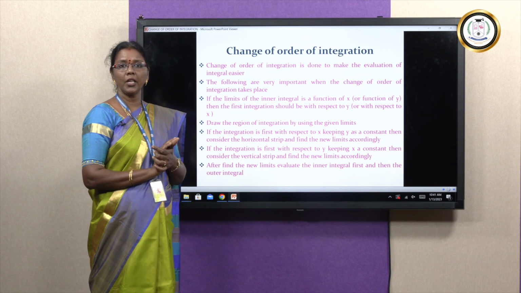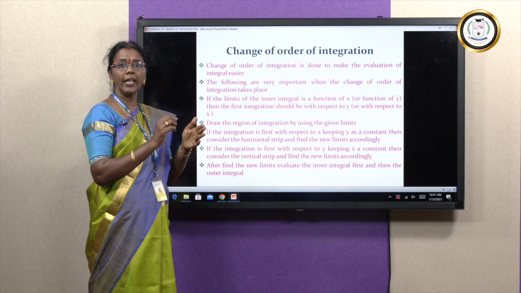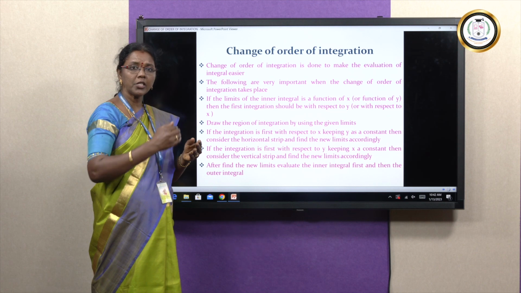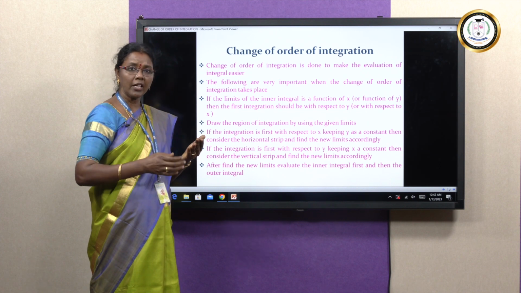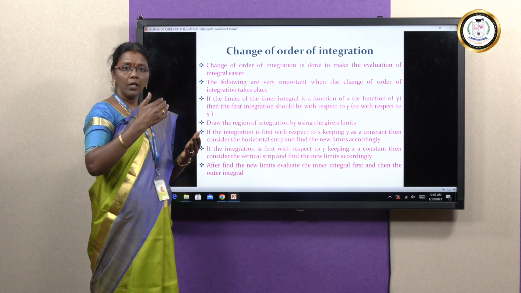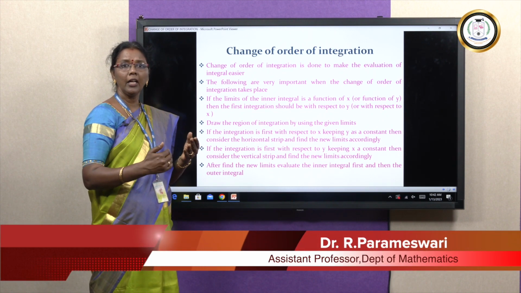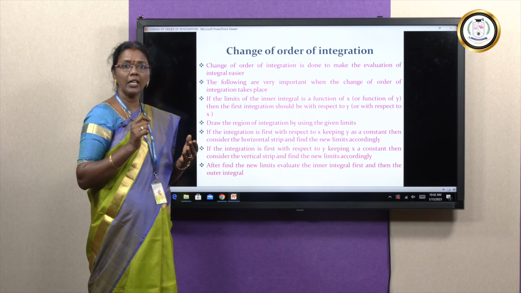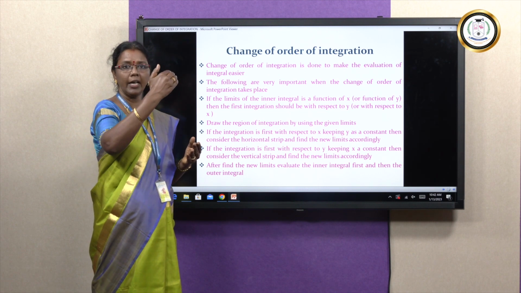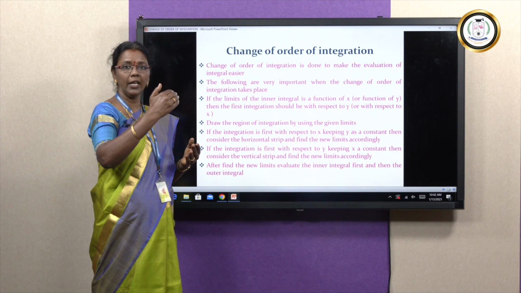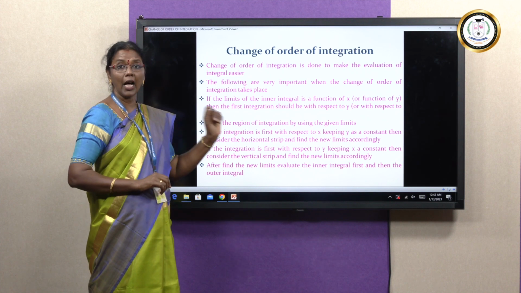How can we find the limits for the outer integration? If it is the horizontal strip, that is, if we are integrating with respect to x first, then we draw the horizontal strip and move it over the region. The horizontal strip covers the region only by moving downward and upward. If the strip moves down to the boundary of the region, it will meet the boundary. That will be the lower limit for y. Then you move the strip upward and it will meet the other boundary, that is the upper limit for y.